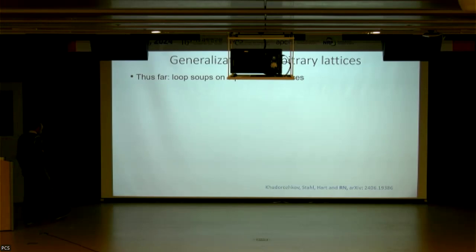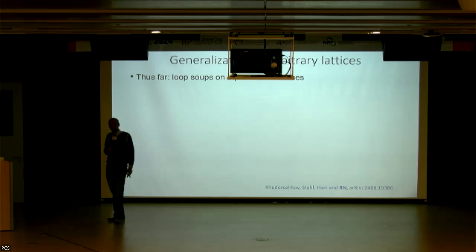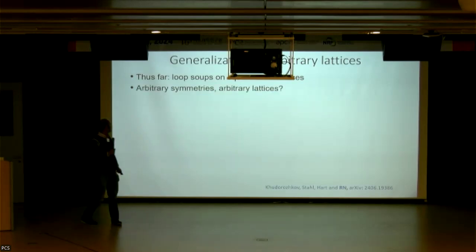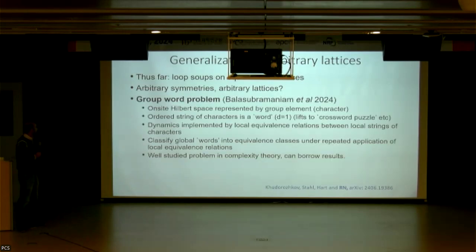Okay, so thus far I was working on square and cubic lattices with states that were describable as loop soups. Now we'll come to something more general, which will actually also give an affirmative answer to that question. Suppose we generalize the set of symmetries we're considering from U1, one-form or whatever, to arbitrary symmetries, and suppose we generalize to arbitrary lattices. Is there a way to do this? In fact, there is a way.